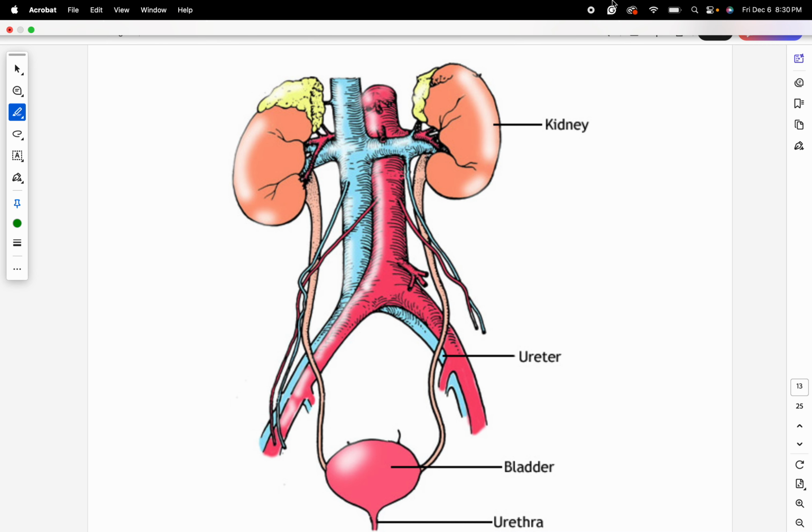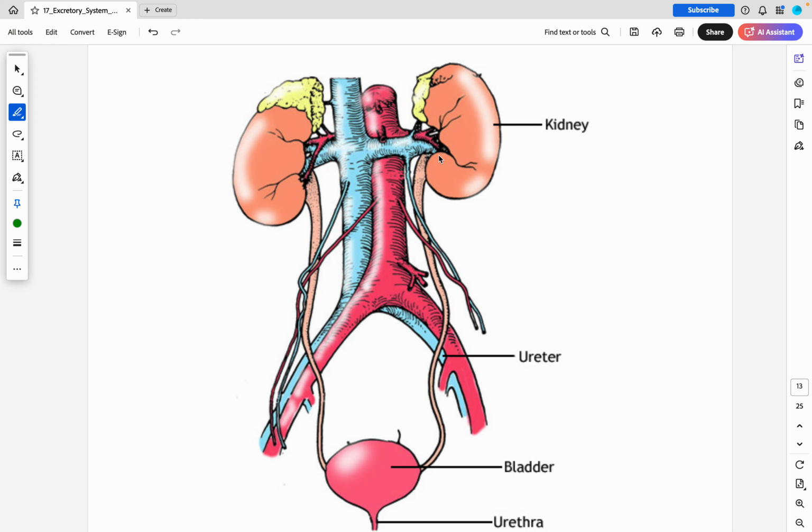We continue our discussion on the excretory system of animals. Now we will focus on the excretory organs of the human body. First, we look into the kidneys, which are the primary filtering organ of the human body.